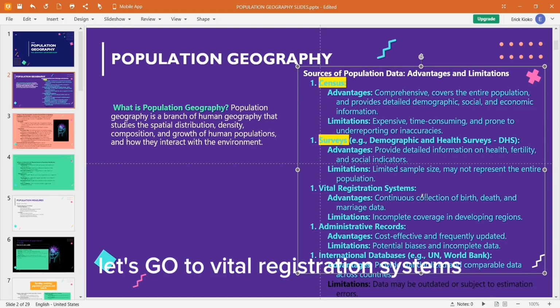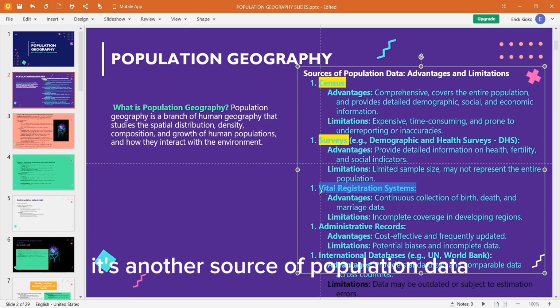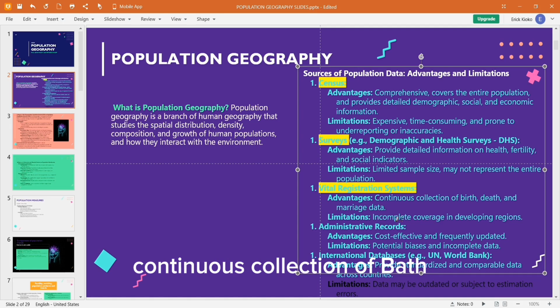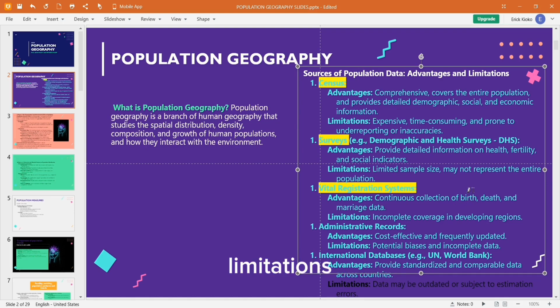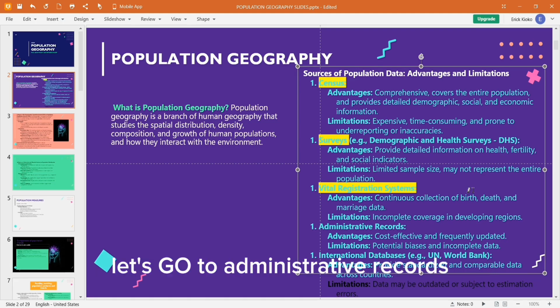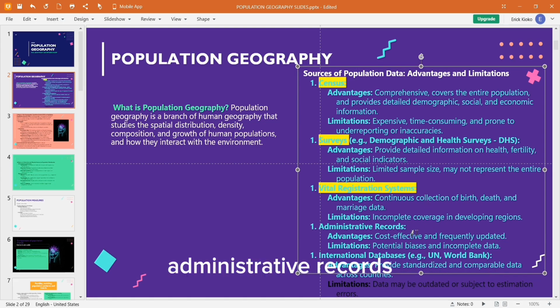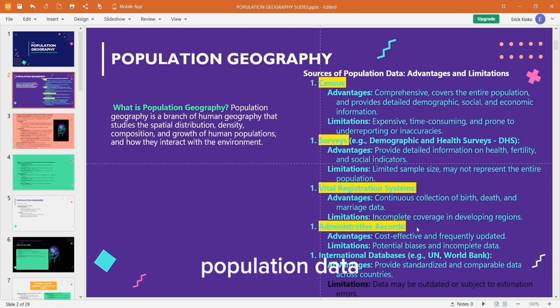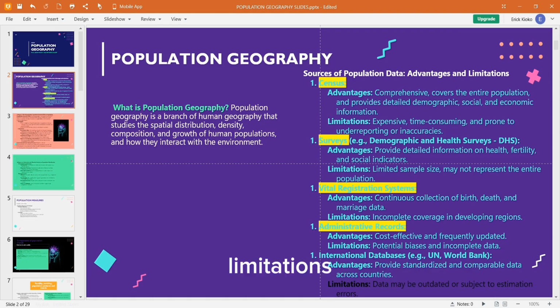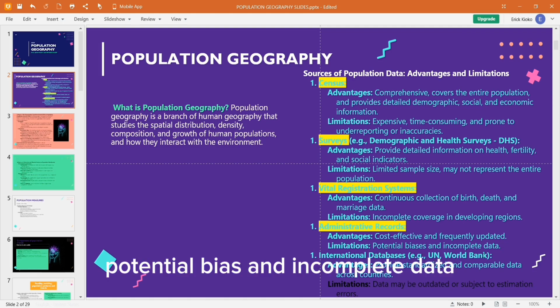Let's go to vital registration systems. It's another source of population data. The advantages here are continuous collection of birth, death, and marriage data. Limitations: incomplete coverage in developing regions. Let's go to administrative records. Administrative records are another source of population data. Advantages: cost effective and frequently updated. Limitations: potential bias and incomplete data.